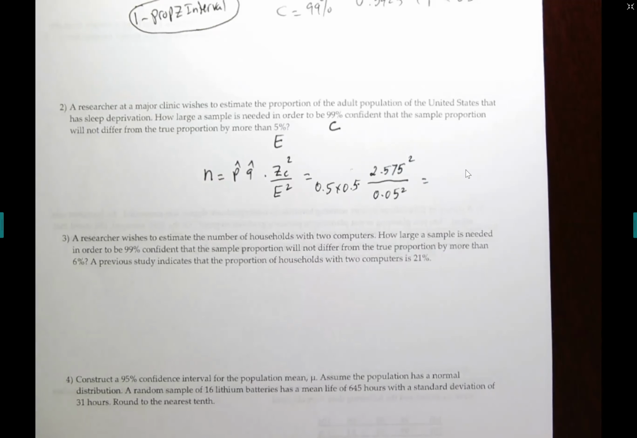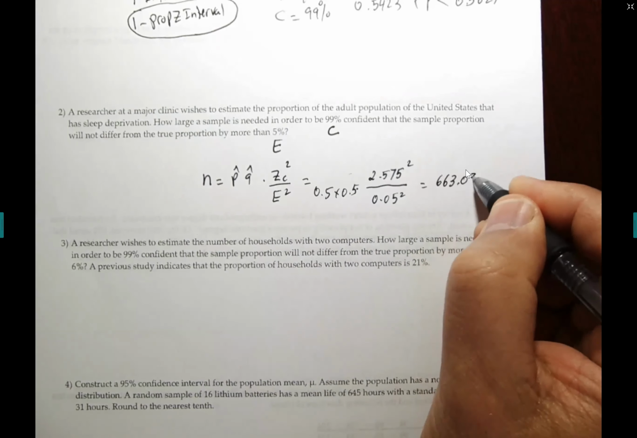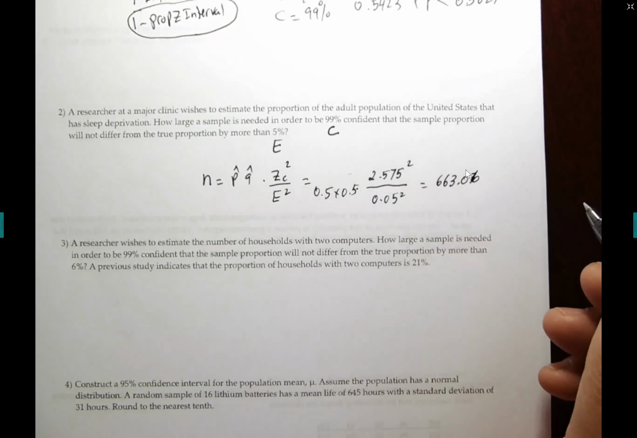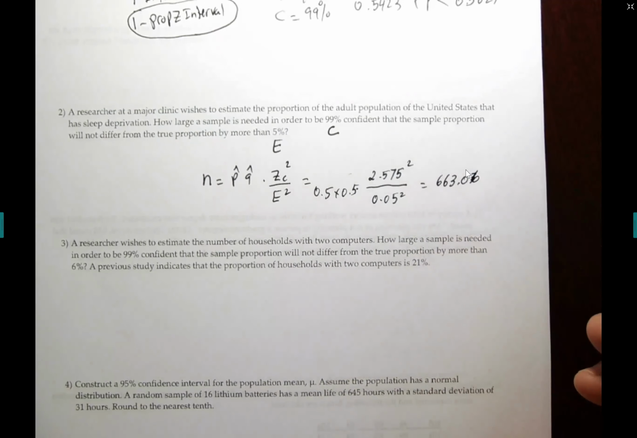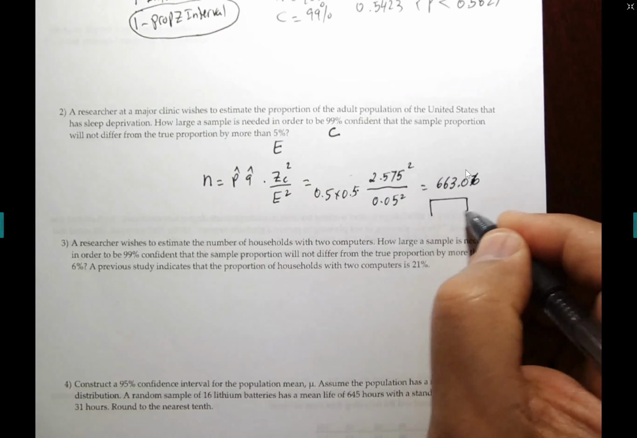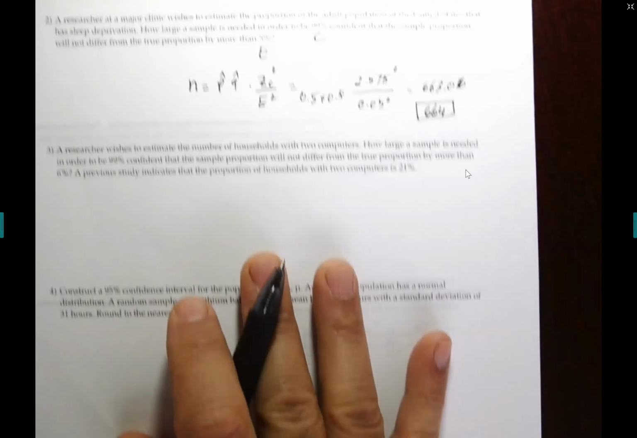663.06. And if this was a free response, guys, you should not put 663.06. That will be wrong because the sample size can't be a decimal, and you have to round it up. So this is your answer, 664. Next question.